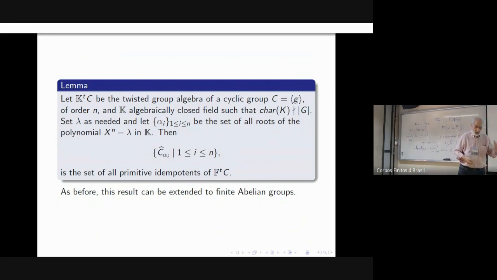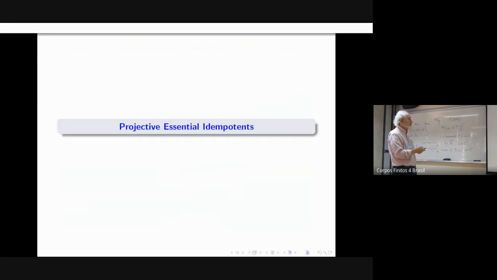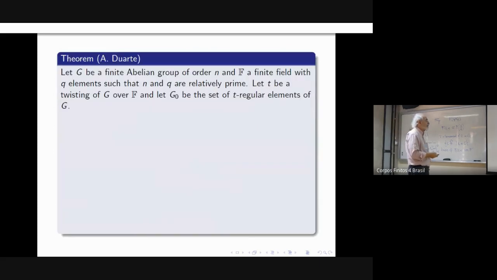Using that, I will talk about that here, but using this idea, it's possible to fully determine the structure of the group algebra. Now, how to extend the idea of essential idempotent? This idea is due to Shimo Figueiredo.